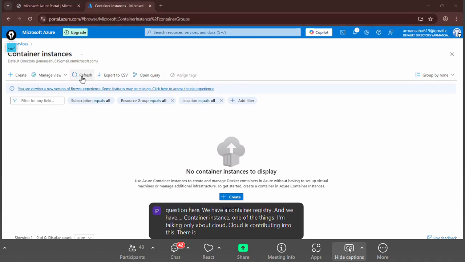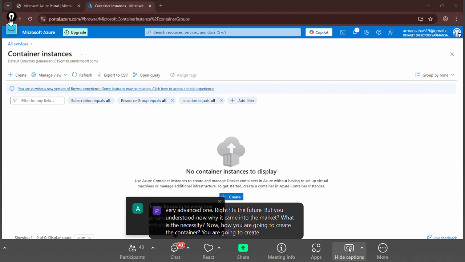There are very specific technologies: CRI-O, Rocket, Containerd and Docker. They are working only on containers, right? And Kubernetes is managing only containers. Understand? Those are very specific technologies for containers. So we are understanding what the cloud is doing, then we will understand what Docker is doing on this, then what Kubernetes is doing on that. Then only you will get a very brief idea. This topic, as I said, is very advanced and is the future. But you understood now why it came into the market, what the necessity is. Now, how are you going to create the container? You are going to create the container from the image.